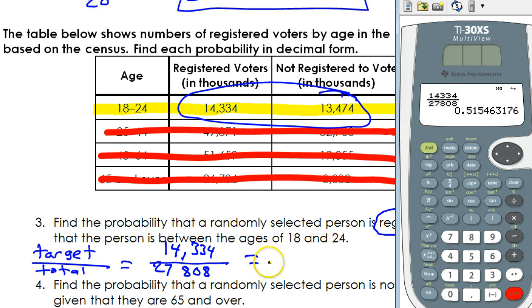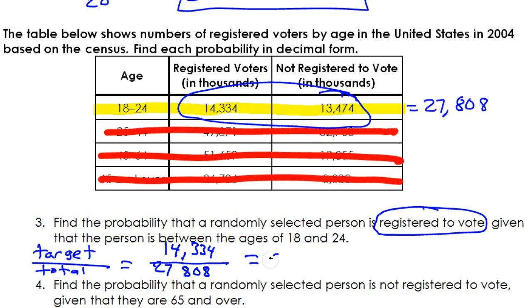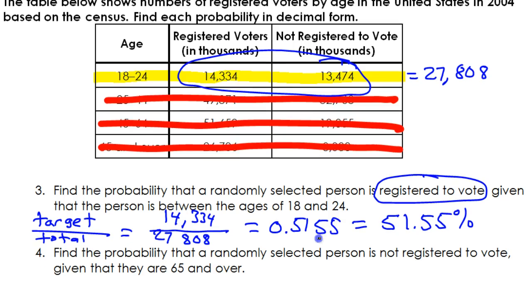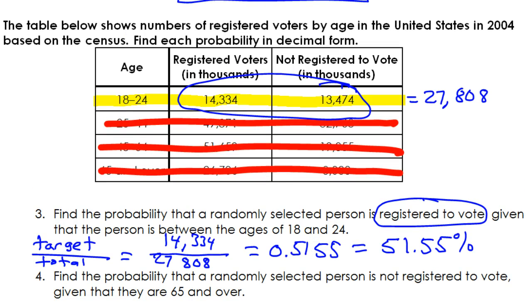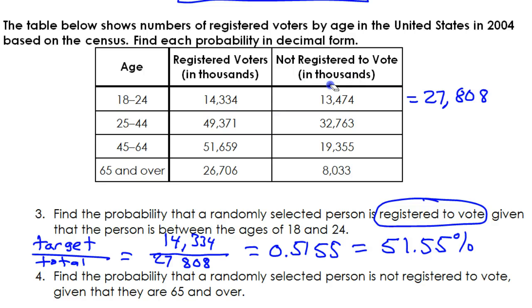Okay, so as a decimal, I've got 0.5155. Got to round up. Alright, so we're rounding, so we've lost some accuracy, but this is equivalent to 51.55%. So a little bit better than a 50% chance. Okay, so pretty easy, right? Are you feeling how easy this is? Let's do another one.